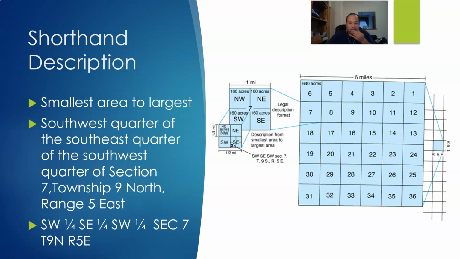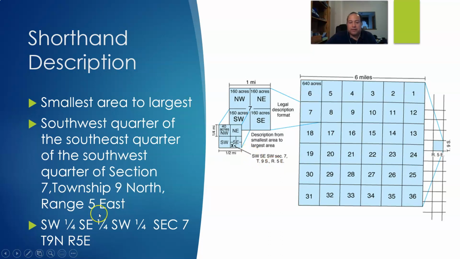So in this example here, where this X is written, if we're going to write out a long description of it, it'd be the southwest quarter of the southeast quarter of the southwest quarter of section 7, township 9 north, range 5 east. So let's go over that. It's the southwest quarter of the southeast quarter of the southwest quarter, which is that whole thing, of section 7, and then of township 9 south. Sorry, that should be township 9 south. I wrote that wrong. And range 5 east. So this should say south.